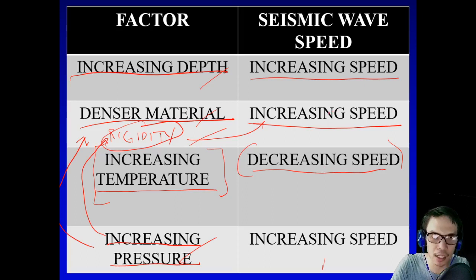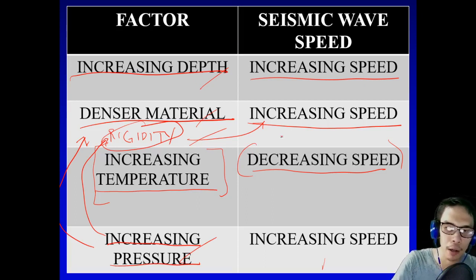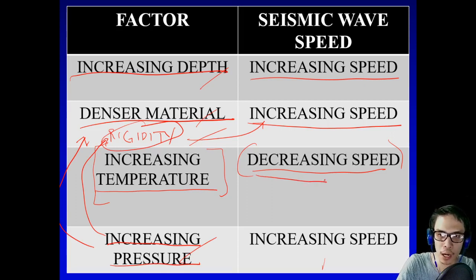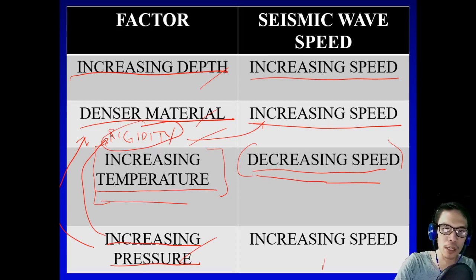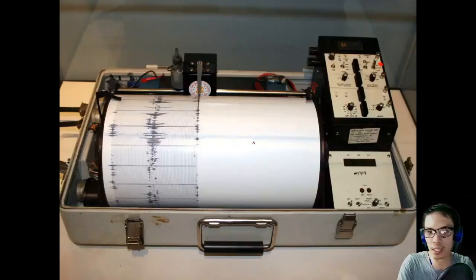So it is difficult to transmit the energy from one molecule to another if they are spread apart and moving faster. You cannot transfer the energy from one molecule to the other effectively. That is why the seismic wave speed decreases with increasing temperature. So these are the factors and their effects on the speed of the seismic wave.